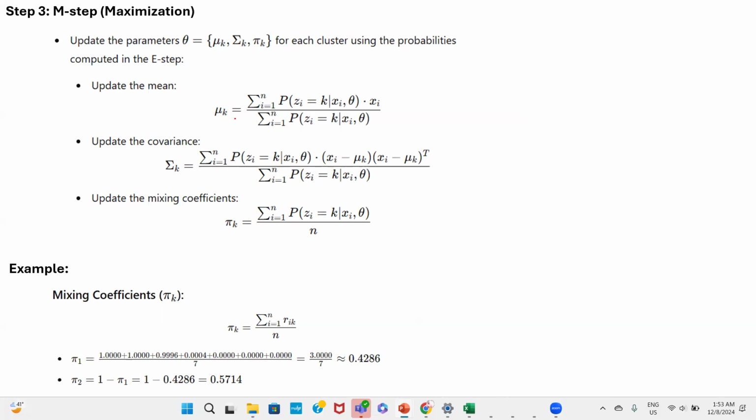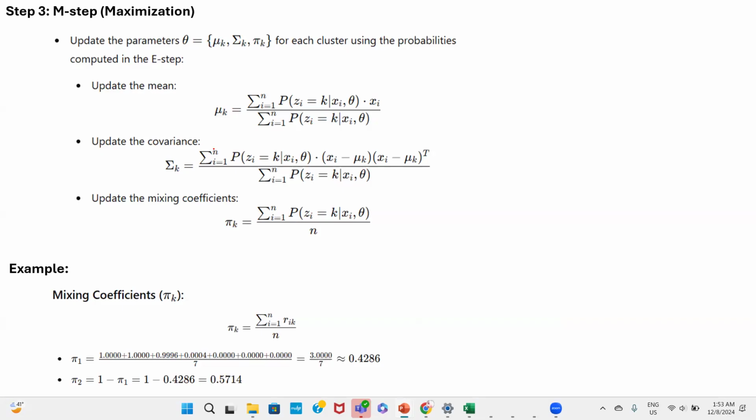We update these values. So we update the mean. How do we update the mean? We calculate the posterior probabilities, and we also know the point pi by posterior probabilities. This is like an expectation mean. We have calculated the expectation mean and expectation variance, right? That depends on the probability: the probability of a point belonging to that particular cluster, divided by the sum of all the posterior probabilities.